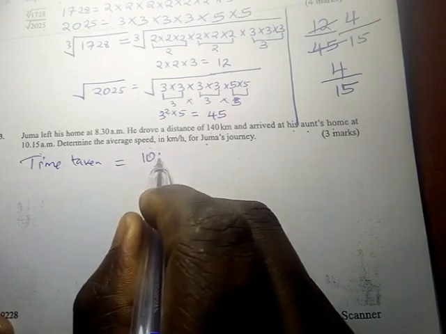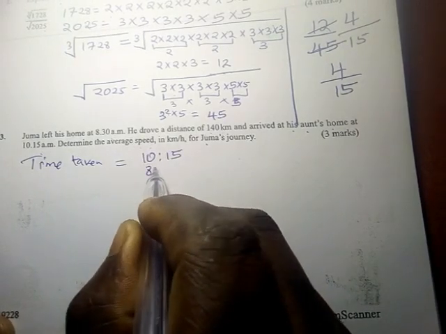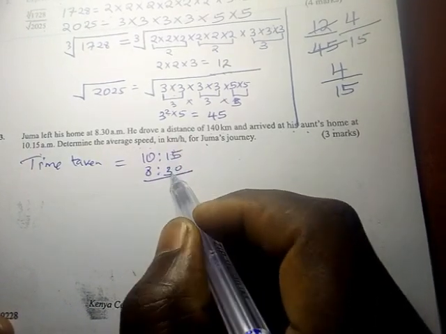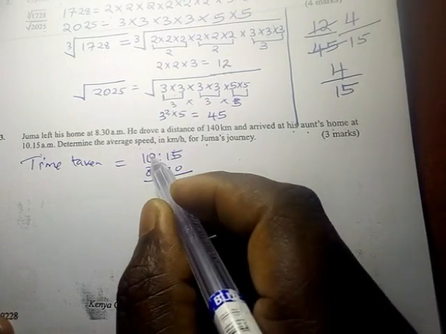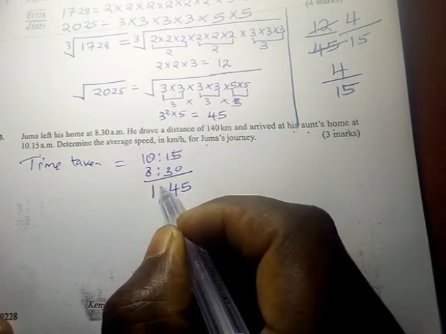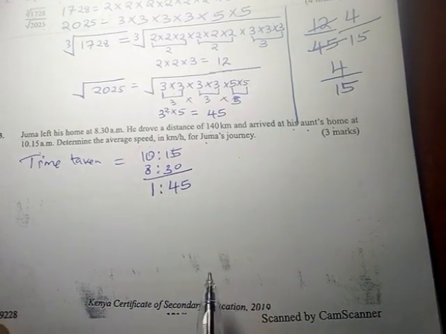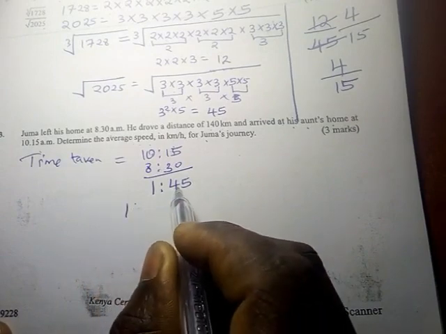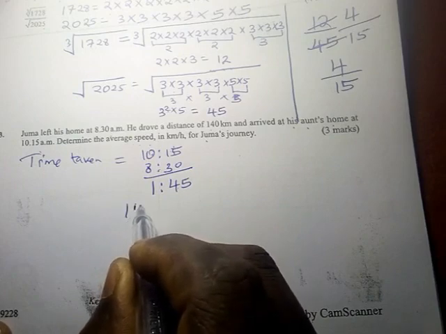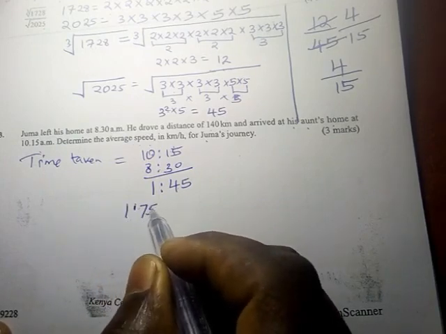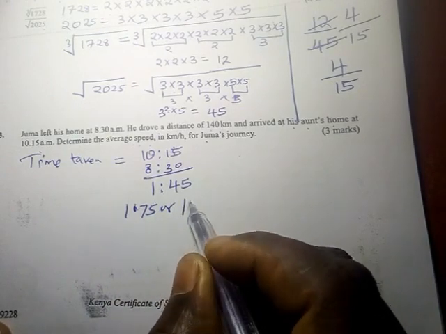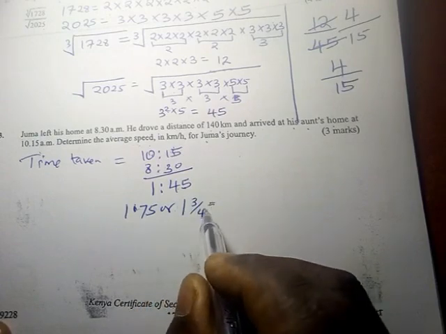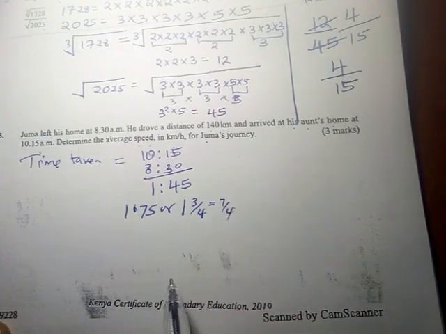Time taken. He arrived at 10:15. We subtract the time he started, 8:30. We borrow 1 here, we have 75. 75 minus 30, we have 45. We borrowed 1 here, that's 9. 9 minus 8, 1. So it took 1 hour, 45 minutes. So 1 hour, 45 minutes is the same as 1.75 hours, or you can write it in fraction form 1 and 3 over 4. This is 3 over 4. And we can write this one as 7 over 4, like that.